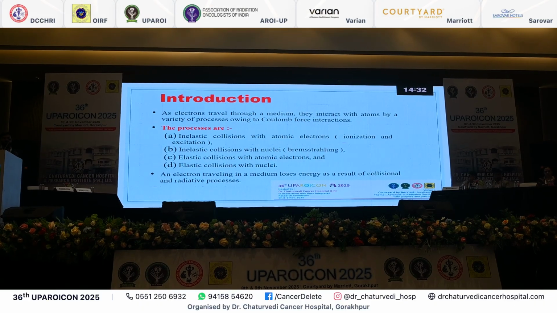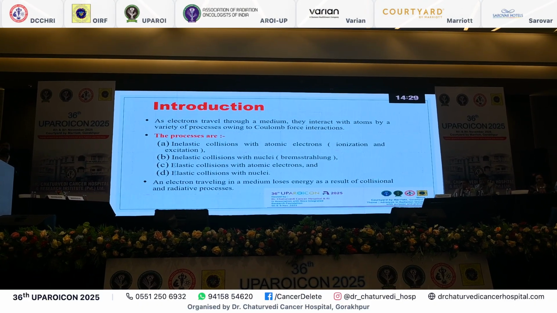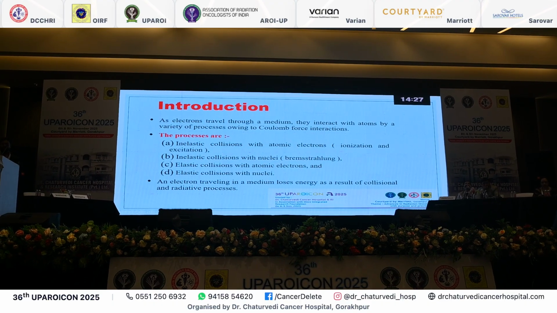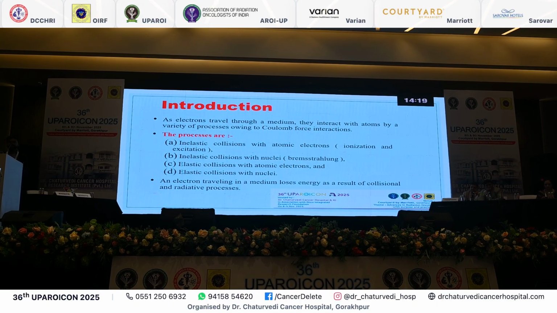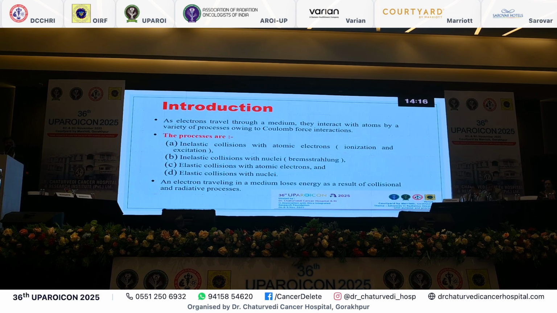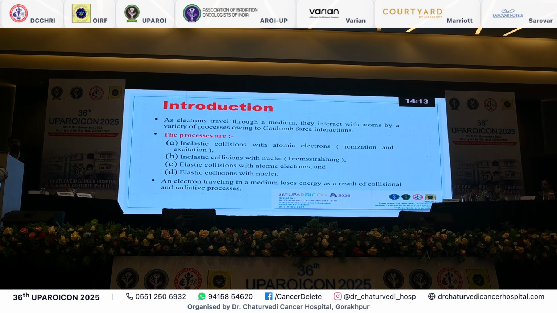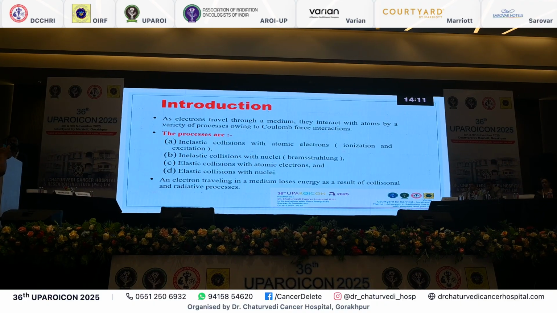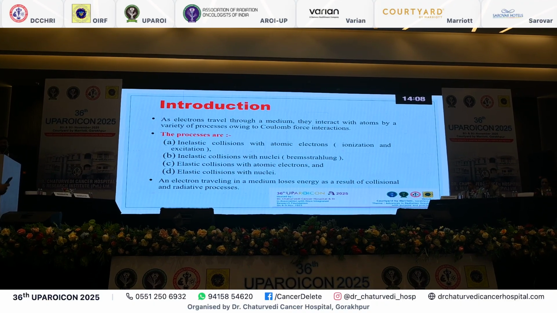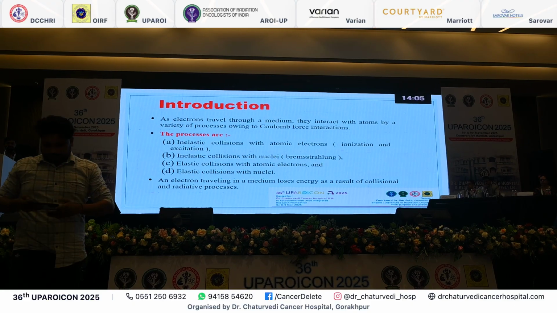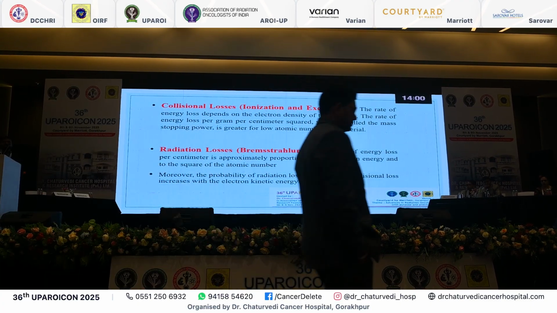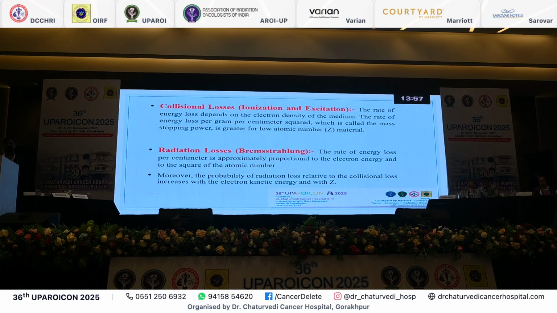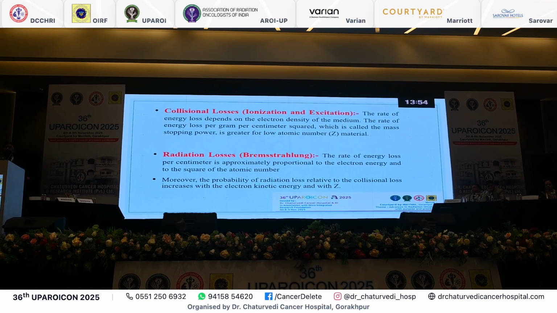Electrons interact by a variety of processes due to Coulomb force interactions. These processes are first, inelastic collision with atomic electrons, ionization or excitation; inelastic collision with nuclei, bremsstrahlung; elastic collision with atomic electrons; and the other is elastic collision with nuclei. An electron traveling in a medium loses energy as a result of collisional and radiative processes. First, collisional losses, ionization and excitation. The rate of energy loss depends on the electron density of the medium.